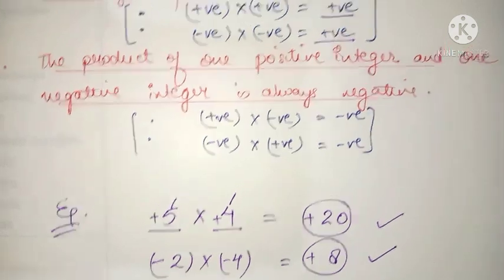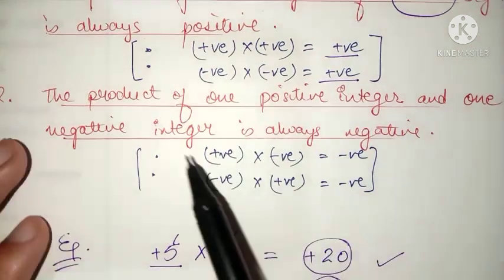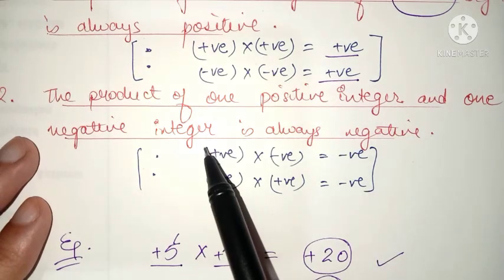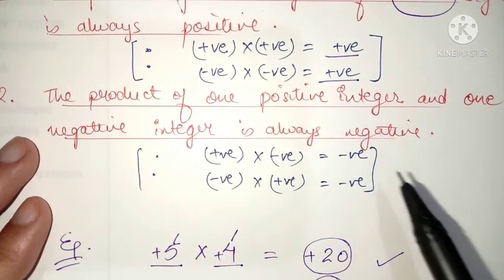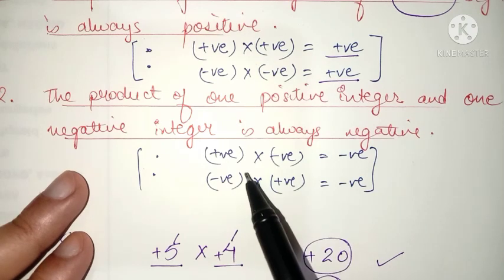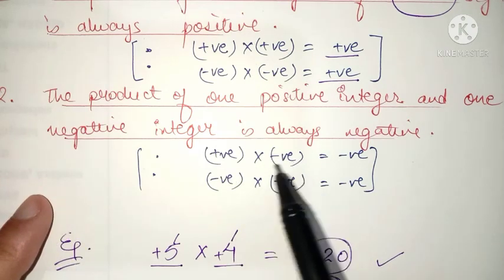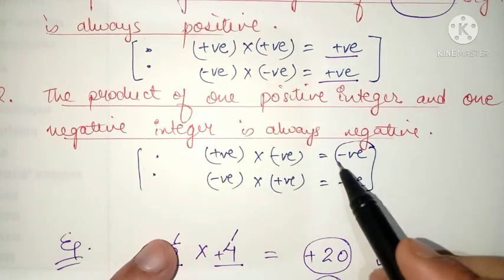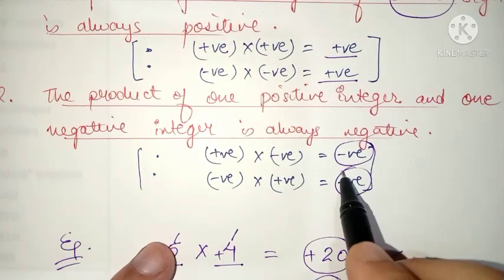Now moving on to the second rule. The second rule says the product of one positive integer and one negative integer is always negative. That is, if we are multiplying two numbers out of which one is positive and the other is negative, the resultant is always going to be negative only. Let's have an example for this too.